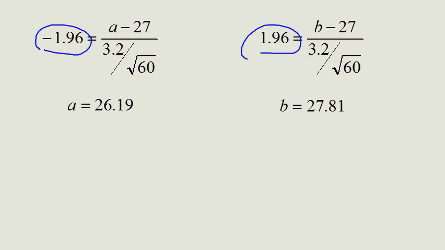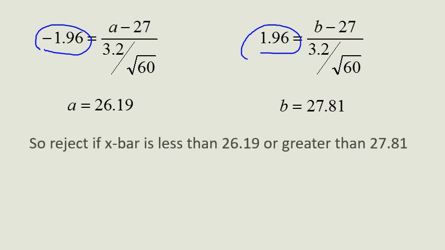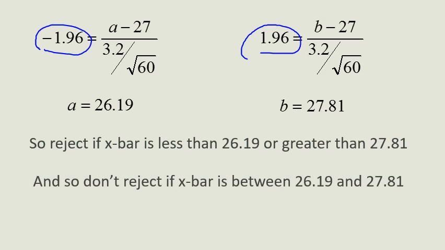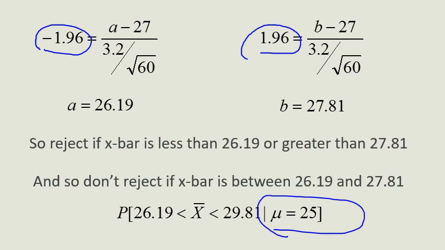Remember that we reject if x bar is greater than the upper critical value or less than the lower critical value. We do not reject if x bar is between these numbers. And that's what we're interested in for type 2 error. So we need to find the probability that x bar is between the critical values. But we're going to now assume that the mean is equal to 25, since this is the number that was given in the what if statement in the question.